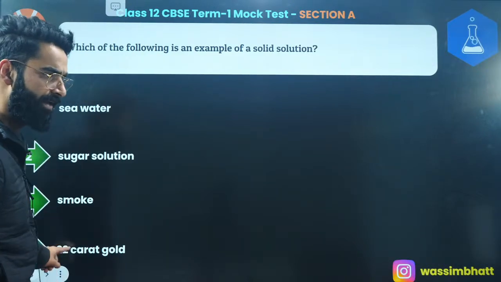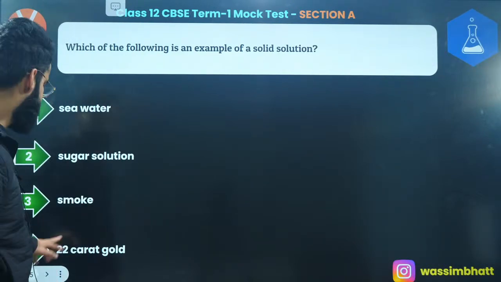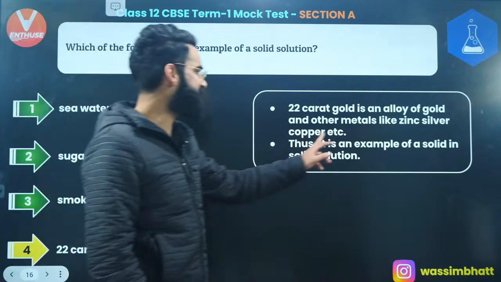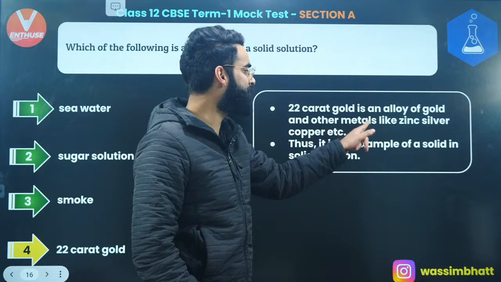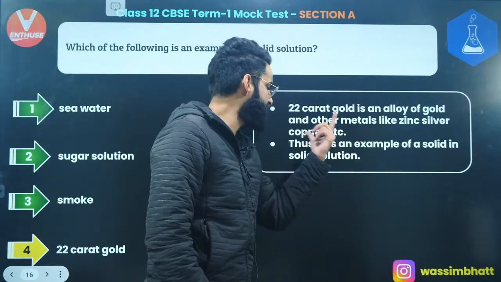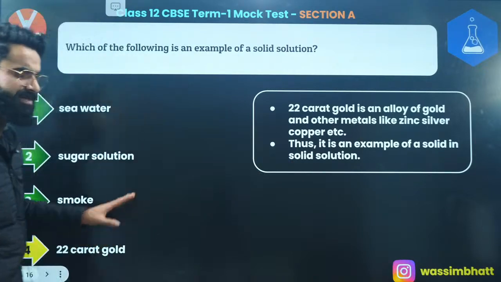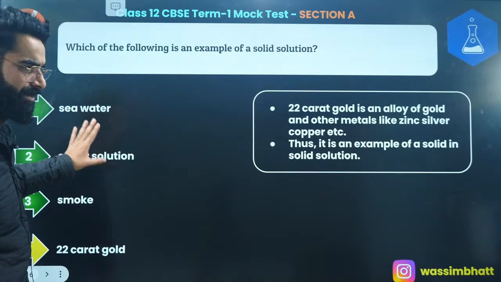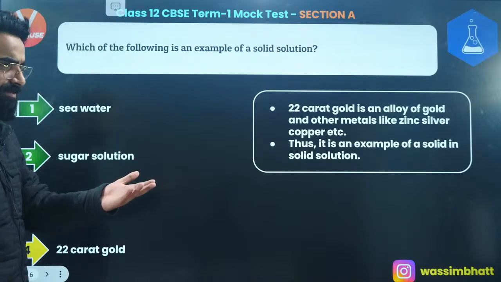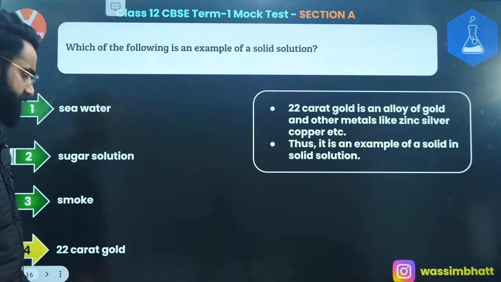Absolutely. All of you are perfectly correct. It's option D. It is absolutely going to be 22 karat gold, which is basically an alloy of gold and other metals like zinc, silver, copper, etc. Thus, it is an example of a solid in solid solution, right? A simple question, basic question this is, correct? And I'm sure all of you must be knowing its answer. Yeah? And majority of the students I can see have given the correct answer only.